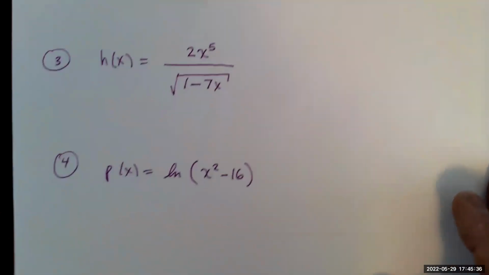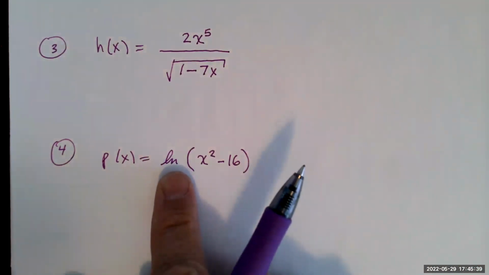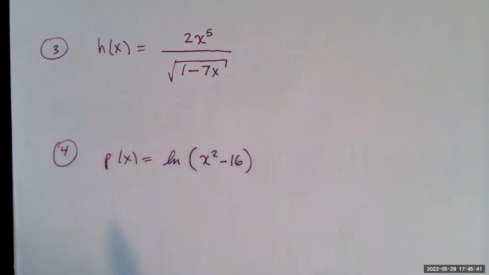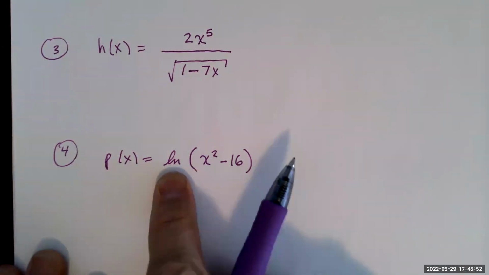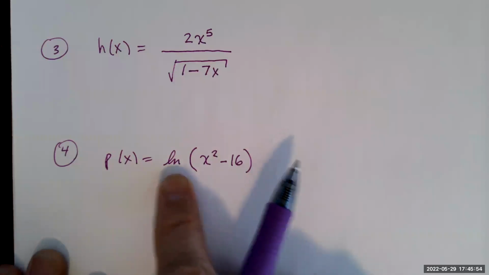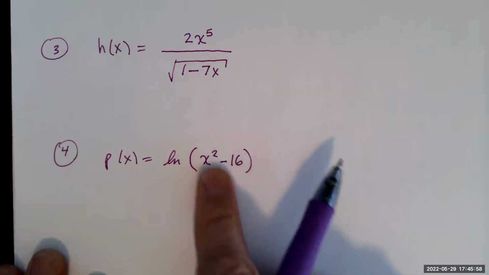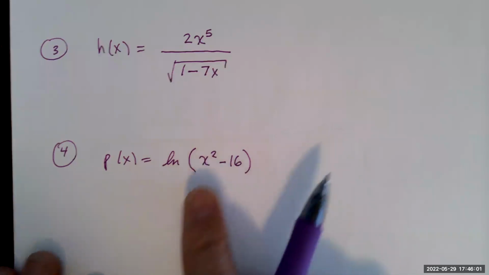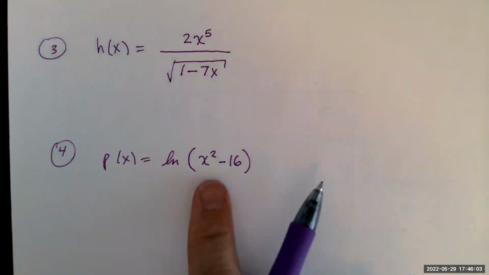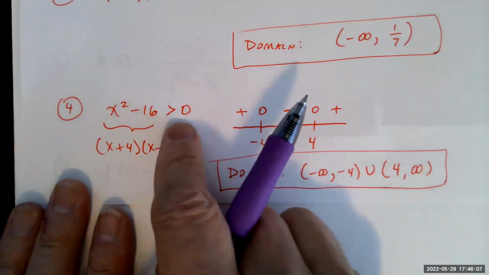The last one has ln. What's ln? That's log base e, right? That's the natural log. Remember, a logarithm is nothing more than an exponent. And so the important thing here is you have to remember that for any log function, the input has to be a positive number. The input has to be a positive number. And so x squared minus 16 has to be greater than 0.